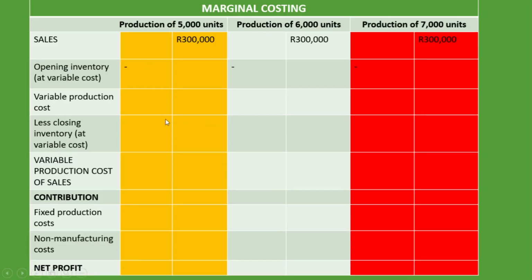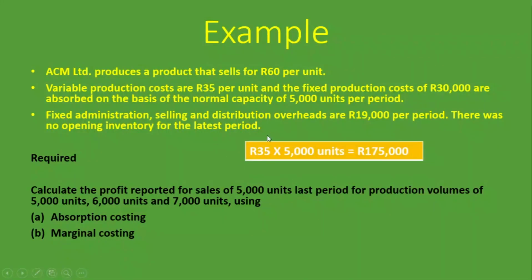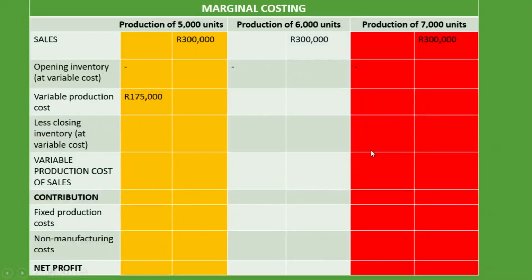It's the same example. And what is the variable production cost? Well, this should be simple. Remember, it's variable production cost and not total production cost. So we're only dealing with the variable production cost, which is 35 rand, which we are given. So we take 35 rand, multiply by the 5,000 units which we produced in our first example. Remember, we're dealing with this one for now. 5,000 units gives us a variable production cost of 175,000 rand.